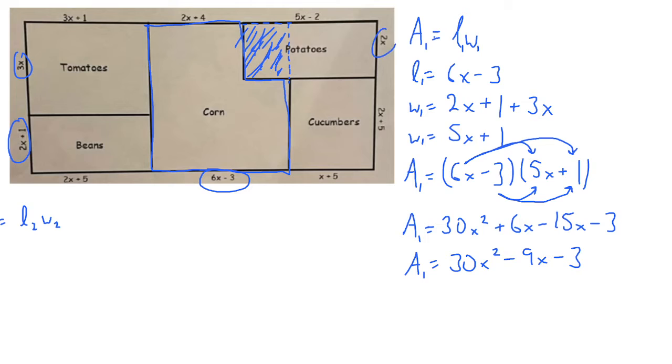So we can say that W2 is 2x. And again, it doesn't matter if it's length or width. You're going to multiply them the same way, right? That's going to be 2x right there.